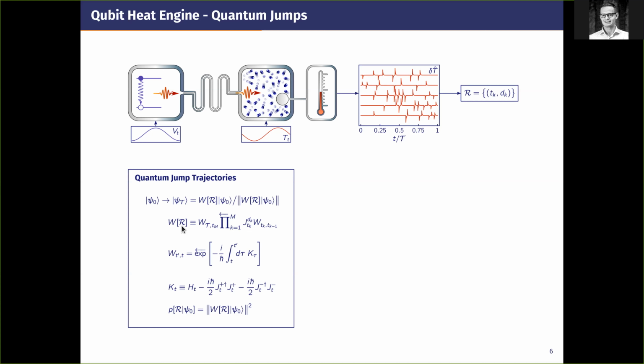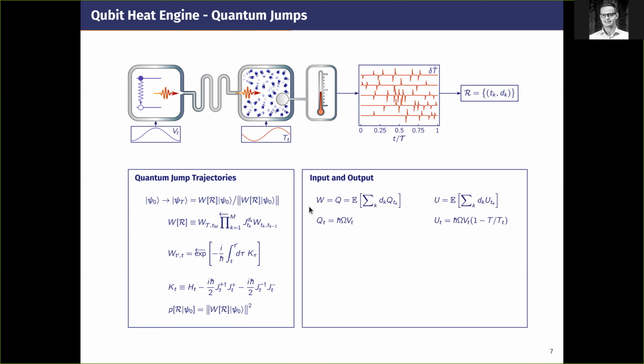Obviously, this object is not unitary, so the norm of the state is not conserved under this evolution. And it turns out that the squared norm of the final state is in fact the probability density to observe a specific record for a given initial state psi naught. Okay, so once you have all this together, you can now evaluate the work output.